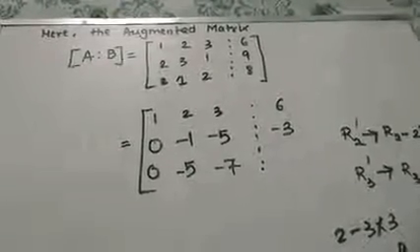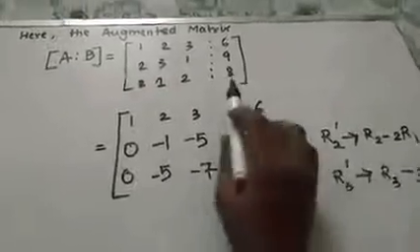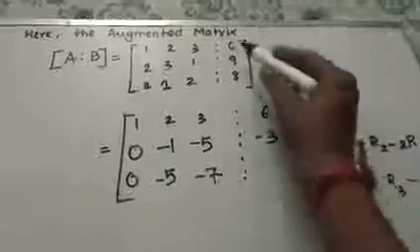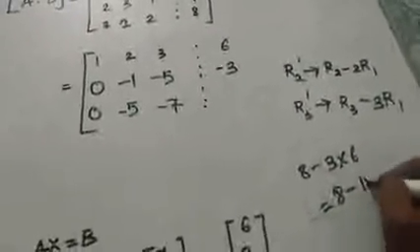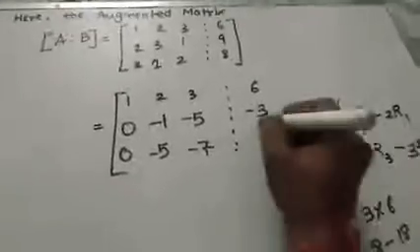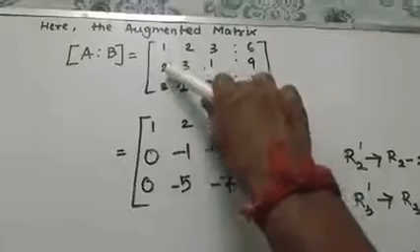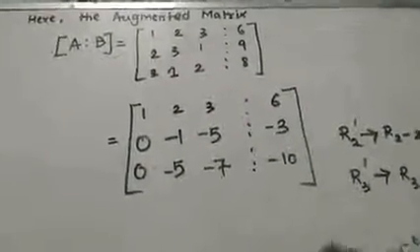Okay, then the last one, 8 minus 3 into R1. R1 is 6. 3 into 6, 18 minus 10. This is minus 10. So first step completed. So what is the first step? By using the row operation, you have to make this element and this element 0. First step, always.